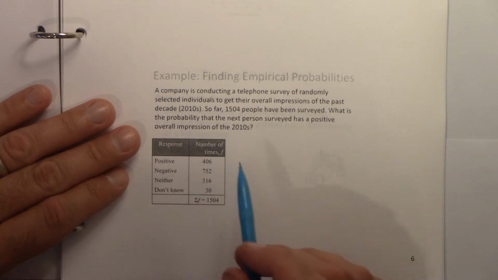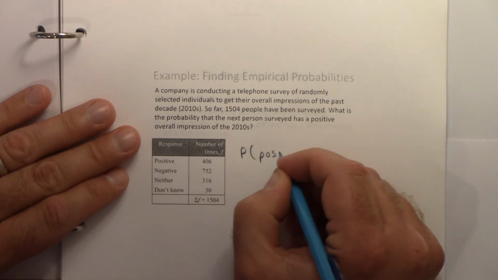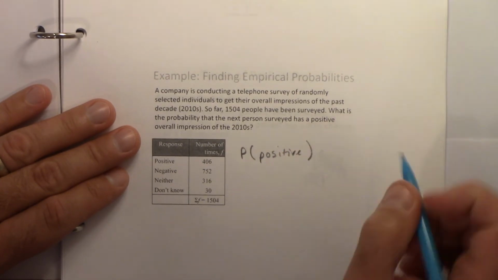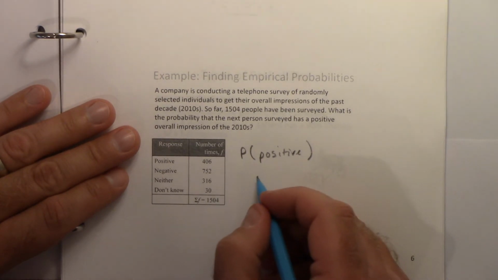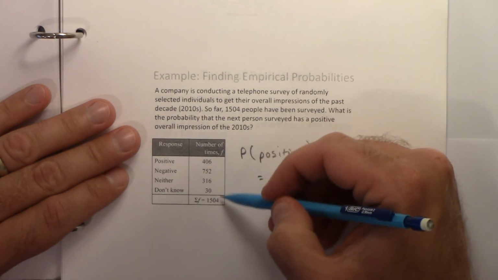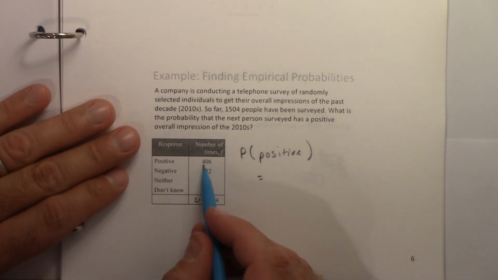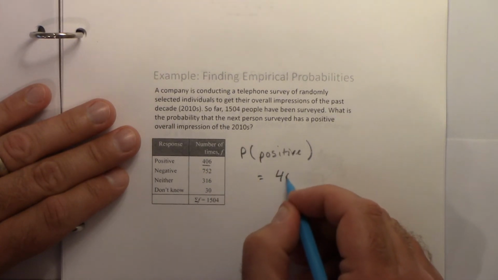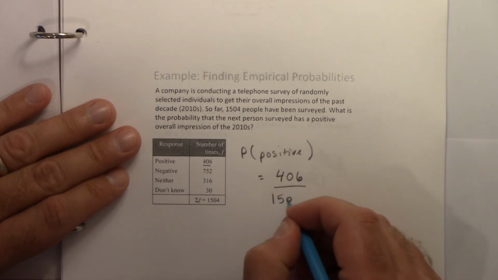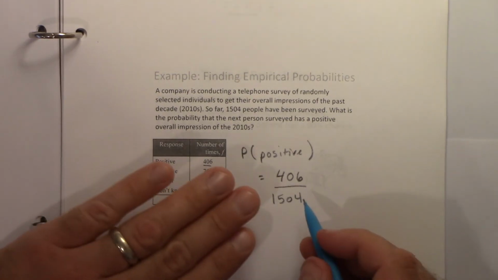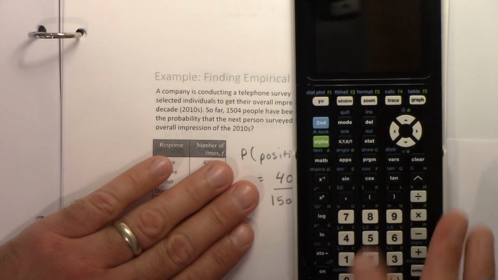So again, this probability here, and I'm going to write it in shorthand, the probability. You don't have to write out a complete sentence, but I want the probability of a positive overall impression. What I'm going to do is look at this past data in order to predict future probability. So in this case, there were 406 respondents who felt positive about the past decade, and there were 1,504 respondents total. Now, with something like this, it's not a nice, easy fraction. I would most likely express this as a decimal.